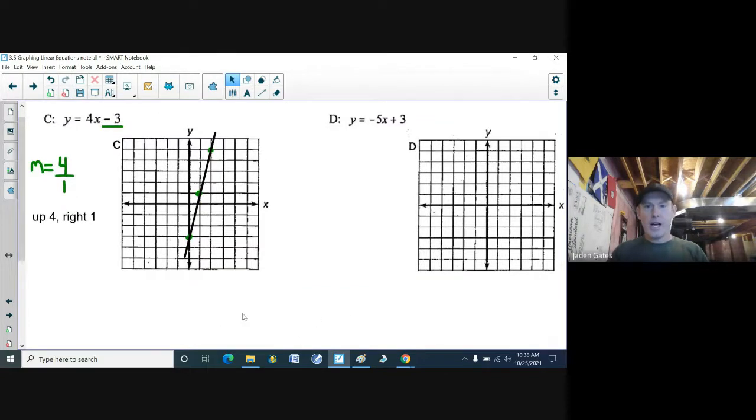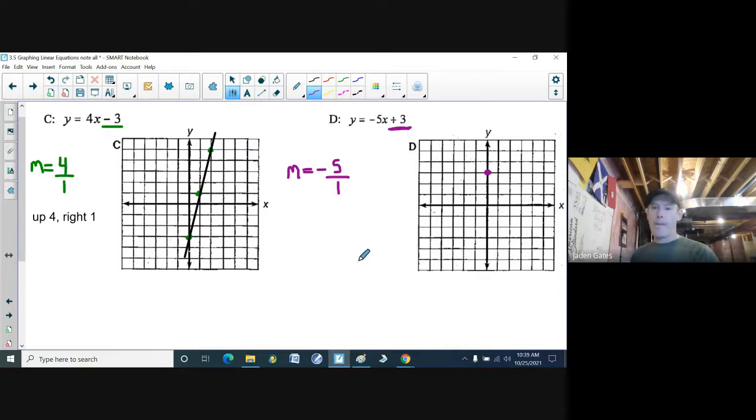All right, let's try D here. Again, going the same steps. There's my y-intercept of 3. All right, so I'm going to go up 3 on my y-axis. I plot my first point. But again, that slope is a whole number of -5. I can change it to a fraction by just, again, dividing by 1.